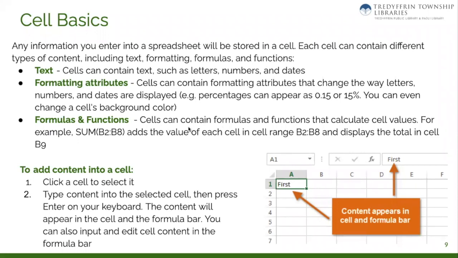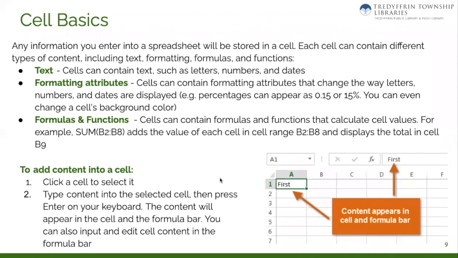Formula and function cells can contain formulas and functions that calculate cell values. For example, sum B2 to B8 adds the value of each cell in the range B2 to B8 and displays the total in cell B9. So it adds every single piece of data between B2 and B8 and then displays the total sum in B9.